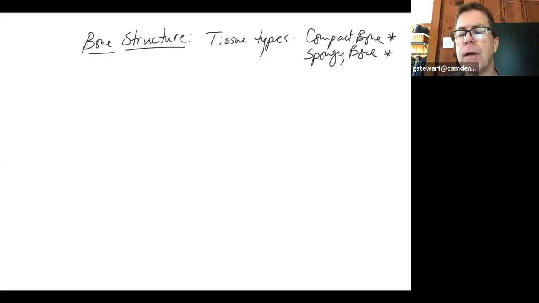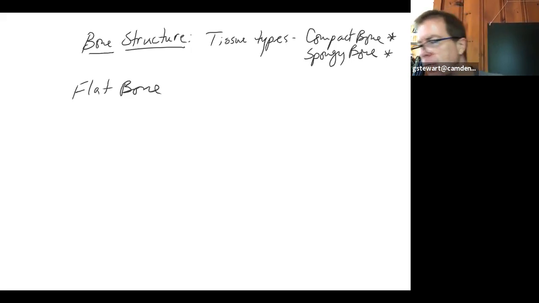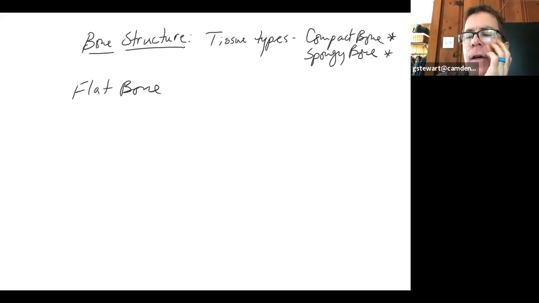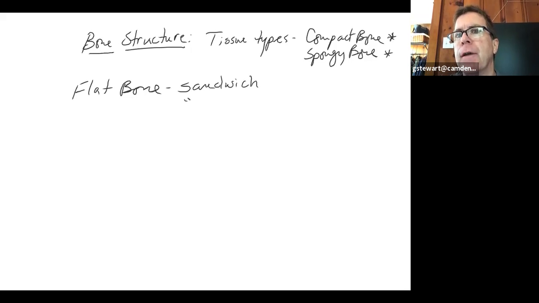So I'm going to draw a picture, a picture speaks 1,000 words. So a flat bone. Sorry about my coughing. I have allergies. Flat bones are typically arranged in a sandwich form, anatomical sandwich called, this is just a French word, a diploe.